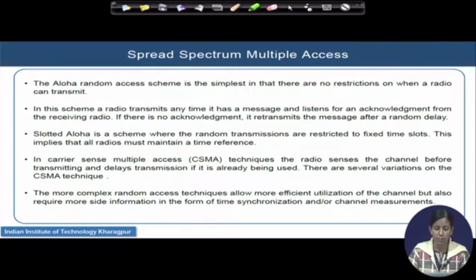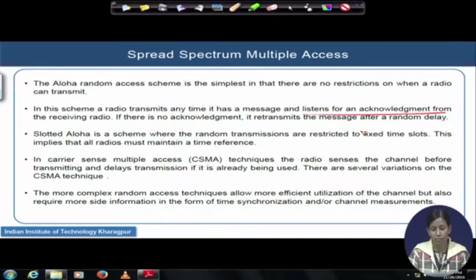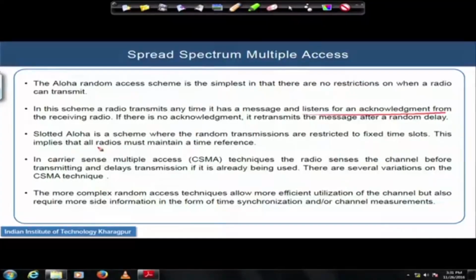In this Aloha scheme, the radio transmits at any time it has a message, and it can also listen for the acknowledgement. So it can transmit whenever it has a message, and it keeps on listening for an acknowledgement sent by the intended receiving radio. If no acknowledgement is there, it will keep on retransmitting its own signal in a random fashion. Then a lot of collisions may happen, because everybody will try to send their message in a random fashion.